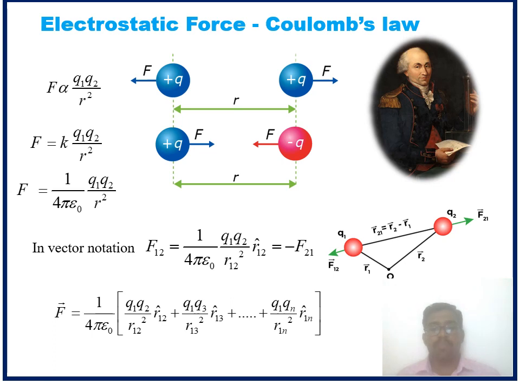Suppose we have multiple charges, n number of charges in the system. We can write the force as the sum of the forces according to the principle of superposition. Now the overall force is equal to 1 by 4 pi epsilon naught into Q1 Q2 divided by R12 square R12 cap plus Q1 Q3 divided by R13 square R13 cap, and so on up to n charges.